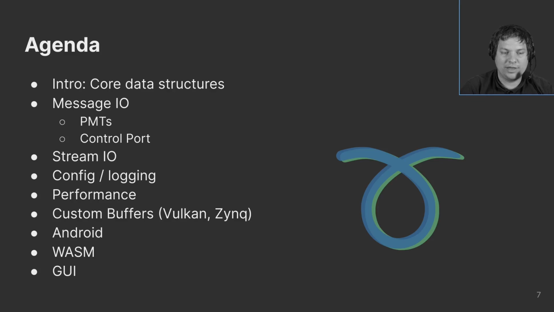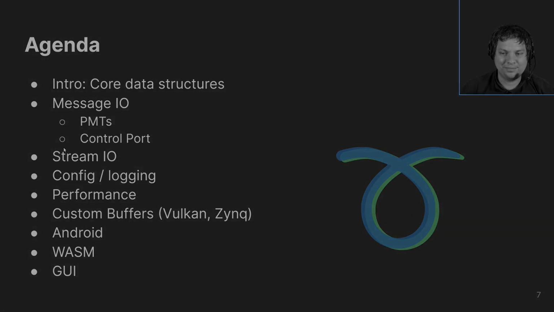We can have a look at configuration and logging, and the performance, comparing it to GNU Radio. There are custom buffers, so we look at how these custom buffers are implemented for Vulkan and Sync, and then just see the cross-compiled examples. We just go through them briefly, because I will probably work on more detailed tutorials for Android and WebAssembly. And finally, we can have a look at a flow graph with a web GUI. Yeah, so that's the plan. And let's start with the hands-on part.